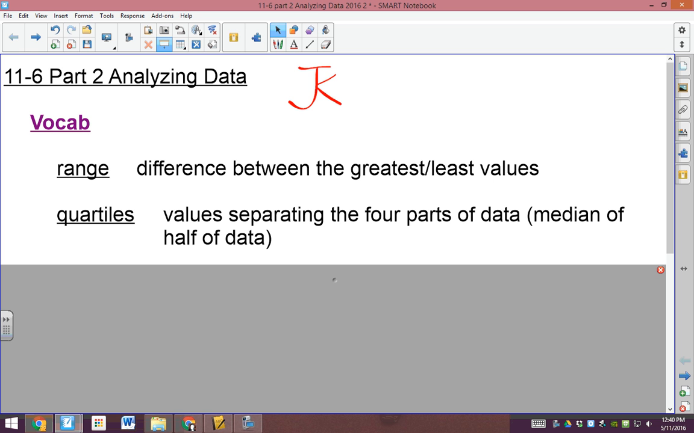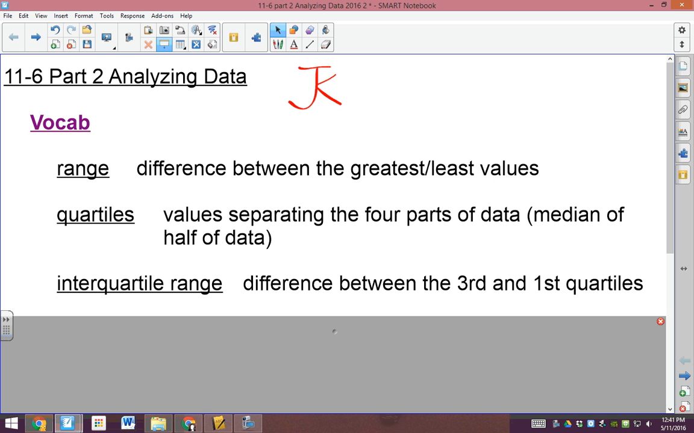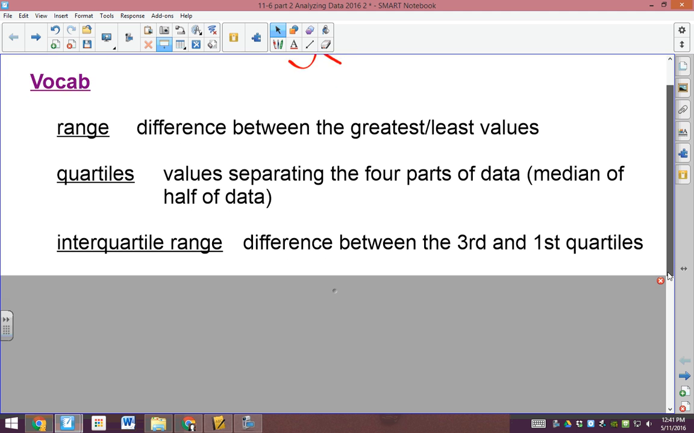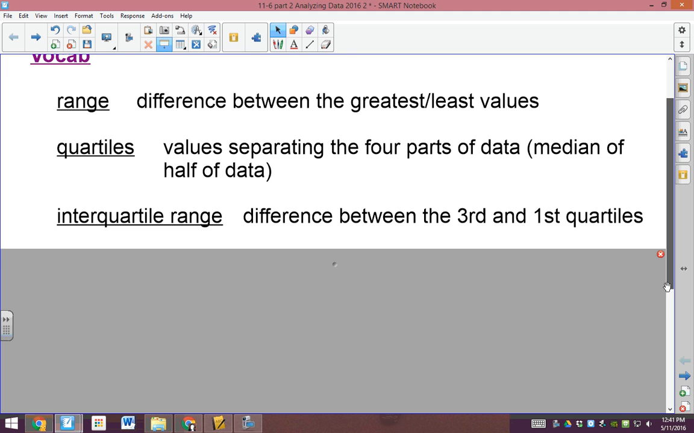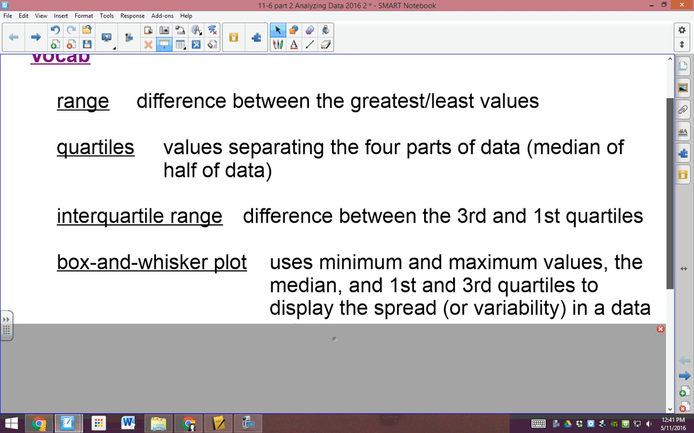Another review one. Quartiles, values separating the four parts of data. So half of the half. Interquartile, that's the difference. It's the range between the first and third quartiles. Take the third quartile, subtract the value of the first quartile.